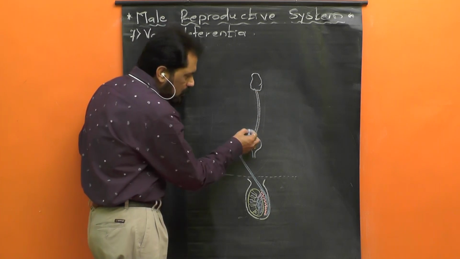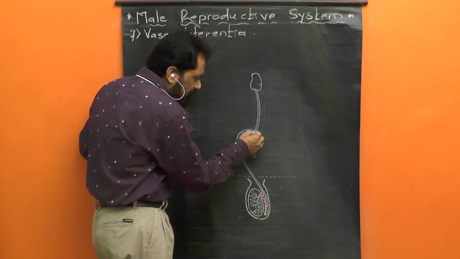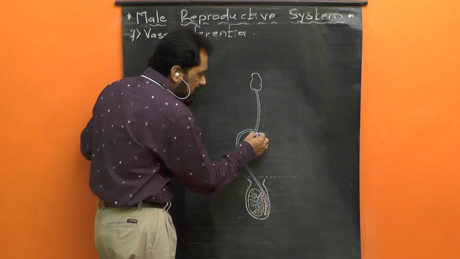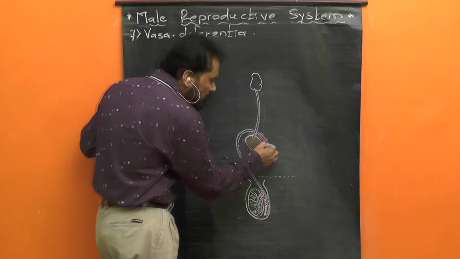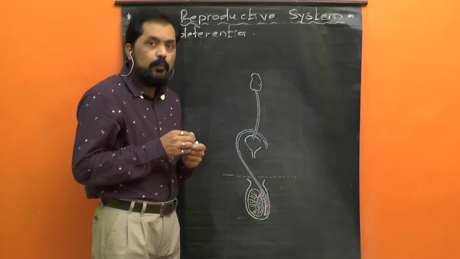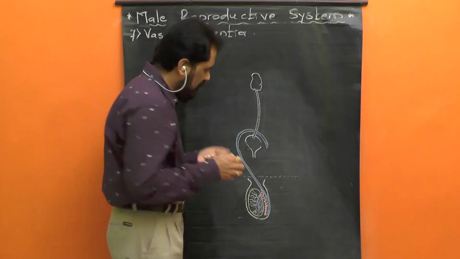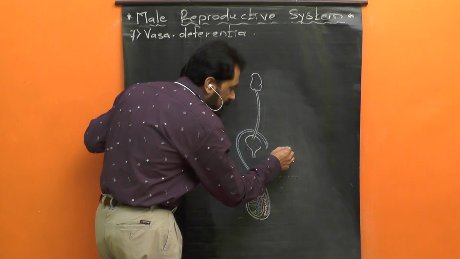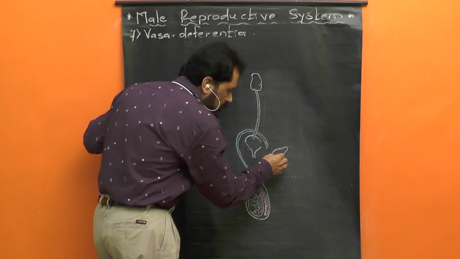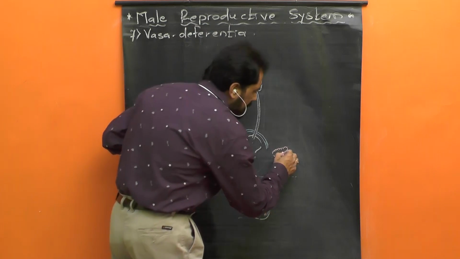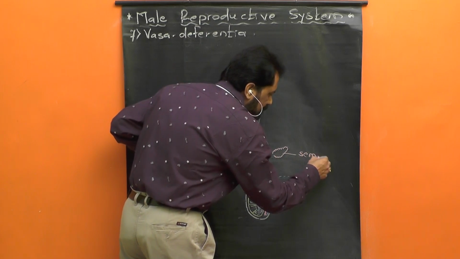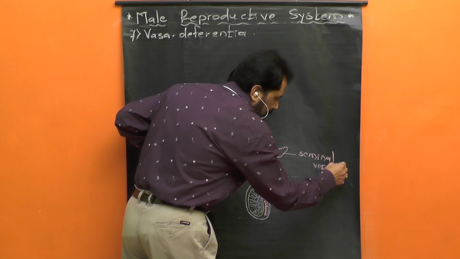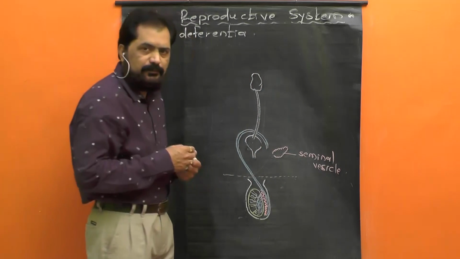So I said that the vas deferens or vasa deferentia pass over the urinary bladder, curve the ureter, and join with the duct of seminal vesicles. What is seminal vesicle? That we shall study after a few minutes.